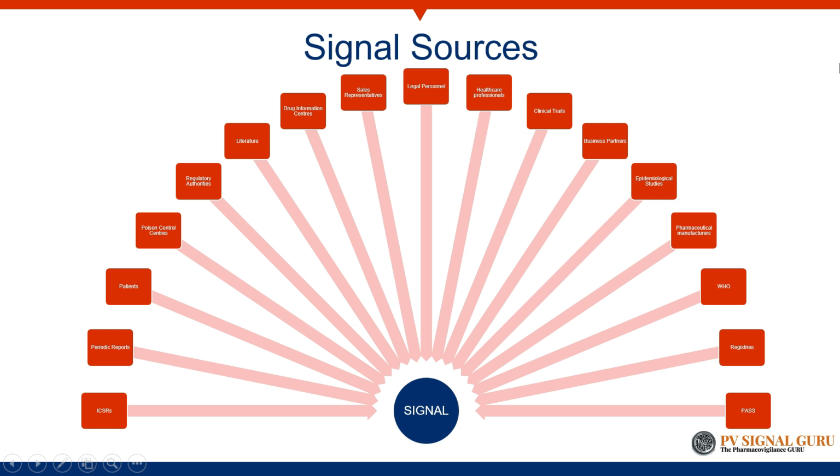The list of signal sources is indeed extensive, but there are simpler ways to remember them, whether you are new to pharmacovigilance with a focus on ICSRs or an experienced professional working on aggregate reports like PSURs or PBRERs. Let's break it down in a way that's easy to grasp and apply.